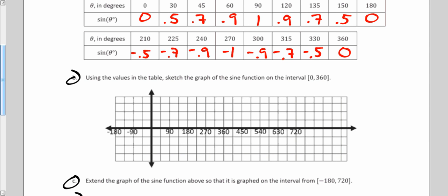Okay. So when theta equals 0, my sine equals 0. So where do I put a dot? At 0, right? But 0 is not a point. 0 is a number. 0, 0. Thank you, Jeff. At the origin.